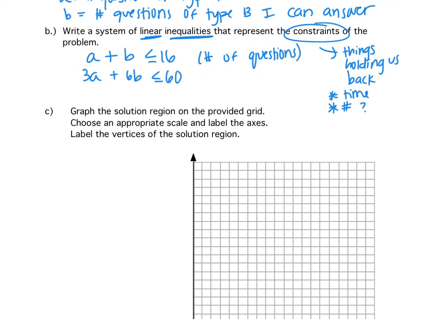In part C, you are going to graph those two inequalities. And we need to choose a scale and label the axes. So what I'm going to do is I'm going to bring these two down.